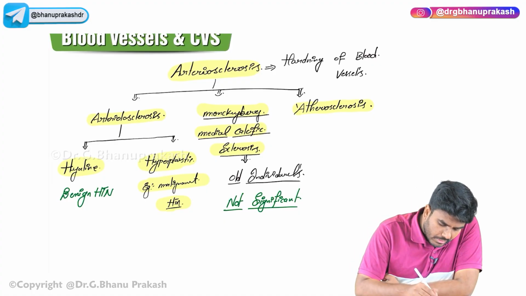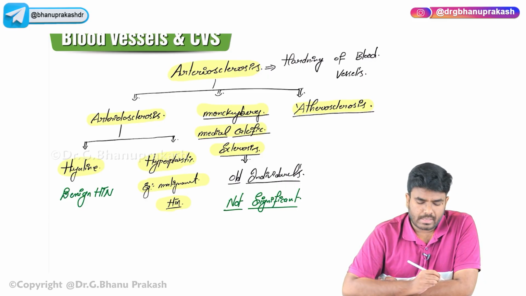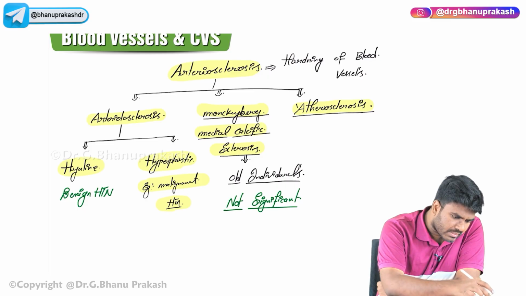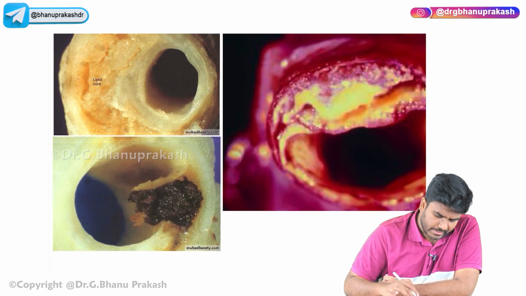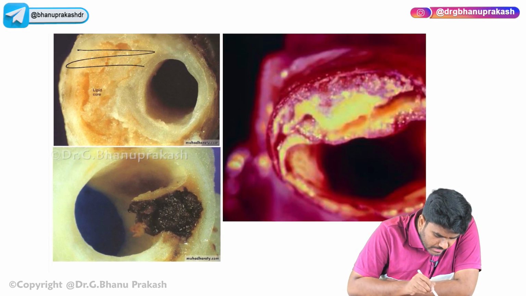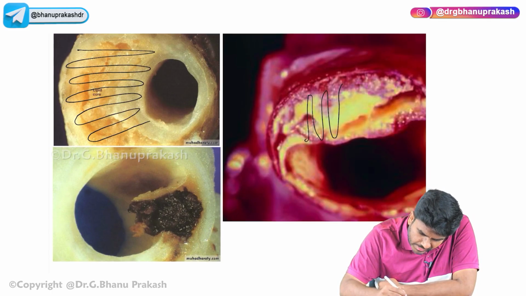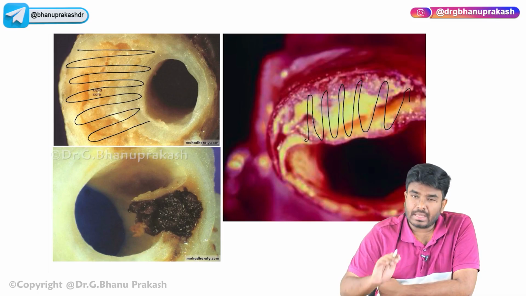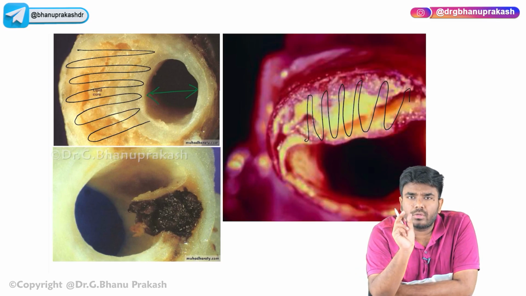Because the tunica intima is not affected, the lumen of the blood vessel is not going to be narrowed. Now, the last one which I want to discuss, the most important topic, is atherosclerosis. What exactly is this atherosclerosis? Look here, this is a blood vessel. In the blood vessel, there is a deposition of lipid material. Because of this lipid material, the effective diameter, the radius of this blood vessel, is going to be narrowed. So the blood vessel is getting narrowed. Whenever the blood vessel is getting narrowed, what happens?